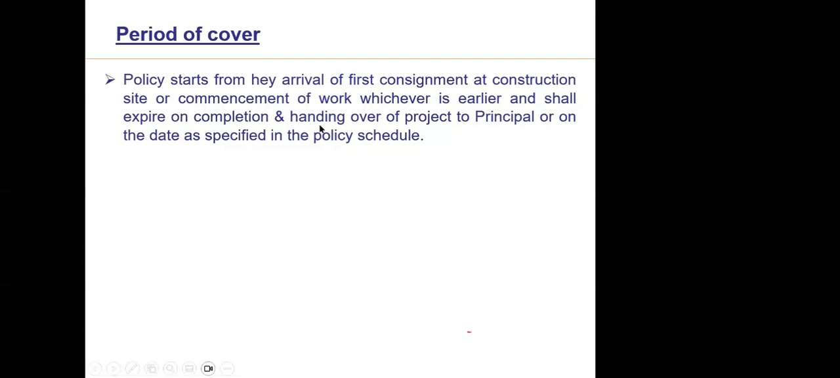So commencement of work or arrival of first consignment at site, whichever is earlier, that is the start, and end whatever date is mentioned. Say, for example, the project is taken for 36 months. If it is handed over before completion of 36 months, then the policy ends at handing over. But if handing over is not done and the project is delayed, then this policy will end after completion of 36 months, irrespective of completion of project or not. Then the insured will have to go for extension of policy. Okay.